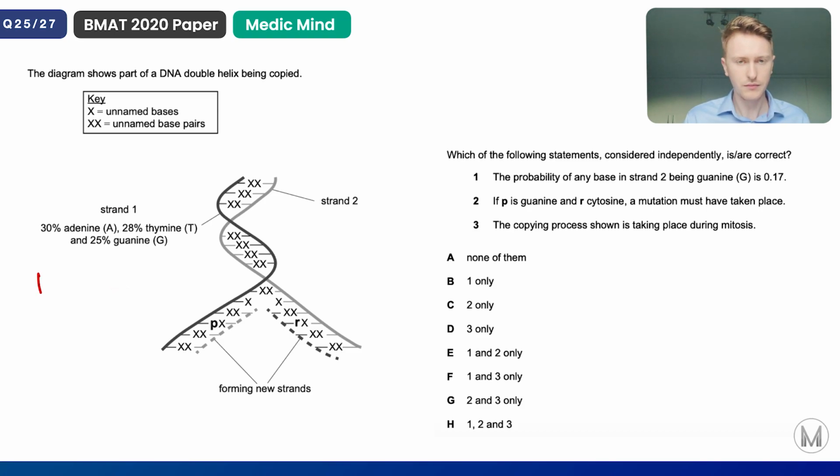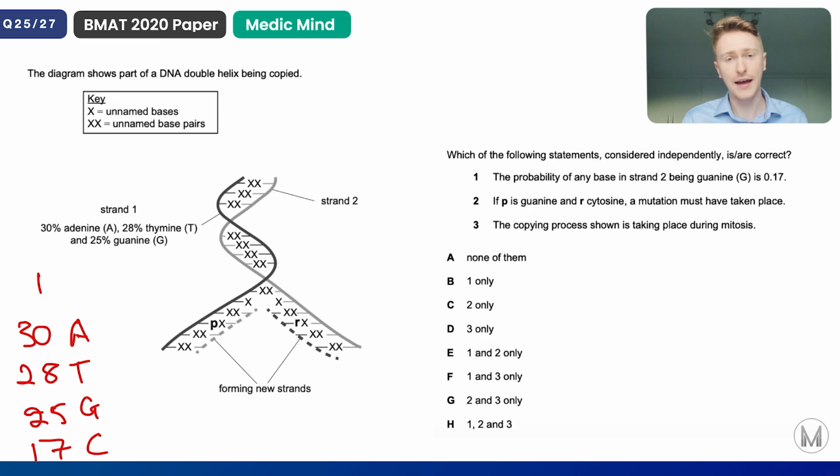So on strand 1, we've got 30% A, 28% T, 25% G, and 17% C in order to make that up to 100%. That means on strand 2, we must have 30% T, 28% A, because A and T pair together, 25% C, and 17% G.